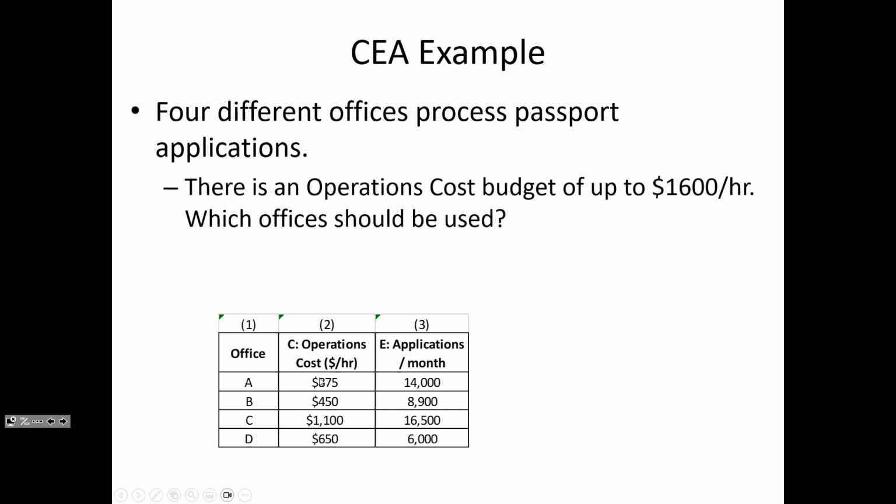And we also have data, in this case, for how many applications per month are being reviewed and processed at each of these different offices. So where this is headed is we're going to estimate for each one of them their productivity.